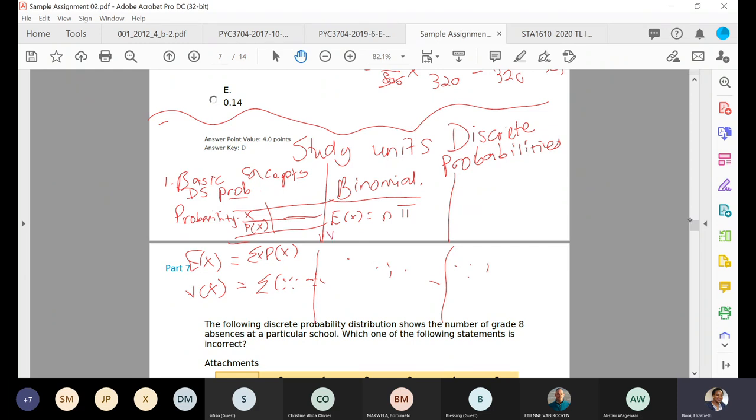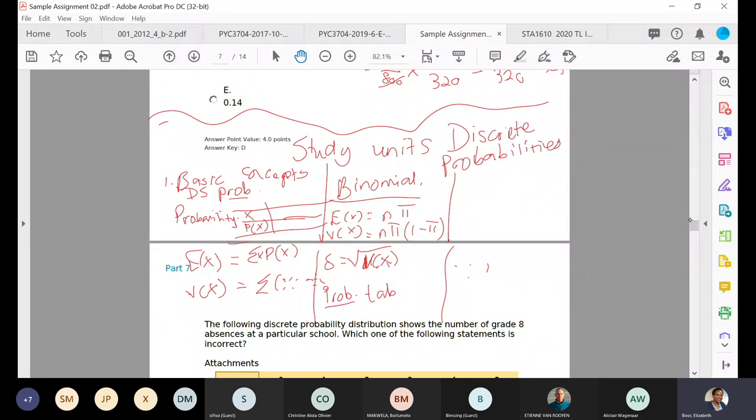You also need to know how to calculate the variance, which is n times the probability of success times 1 minus the probability of success, which is the probability of failure. Or you need to know how to calculate the standard deviation, which is the square root of your variance. And when you think that you are done, no, you're not. You also need to know how to find the probabilities.